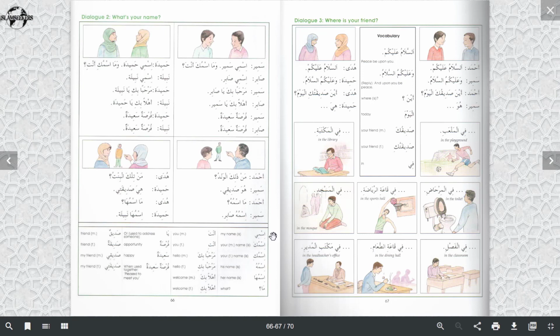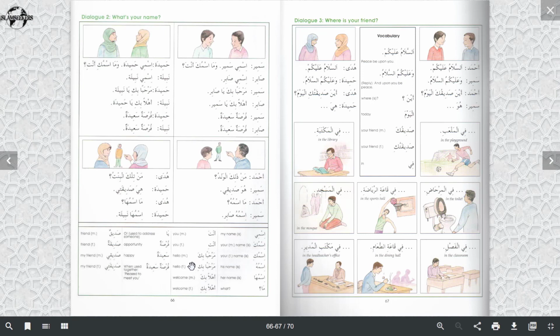Now listen to the vocabulary from this exercise. اسمي. My name or my name is. اسمك. Your name is, when speaking to a male person. اسمك. Your name is, when speaking to a female person. اسمه. His name is. اسمها. Her name is. ما. What? أنت. You, masculine form. أنت. You, feminine form.